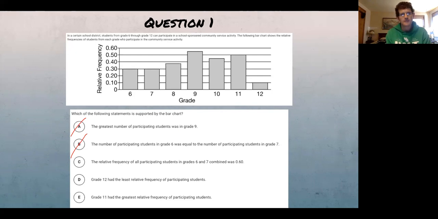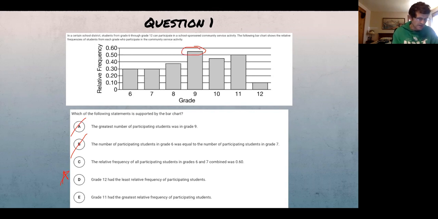Well, this I'm going to come back to. Grade 12 had the least relative frequency of participating students. That one looks very promising, so I'm going to put a star by that one. Grade 11 had the greatest relative frequency of participating students. Almost, but not quite. 9 seems to have slightly higher. So this is our answer.